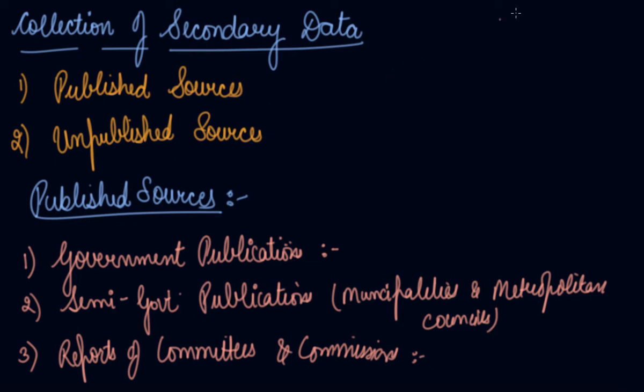Fourth can be publications of trade associations. Some of the big trade associations, through their statistical and research divisions, collect and publish data on various aspects of trading activity. For example, Sugar Mills Association publishes information regarding sugar mills in India. So, your trade association also collect the statistical data and publish the information.